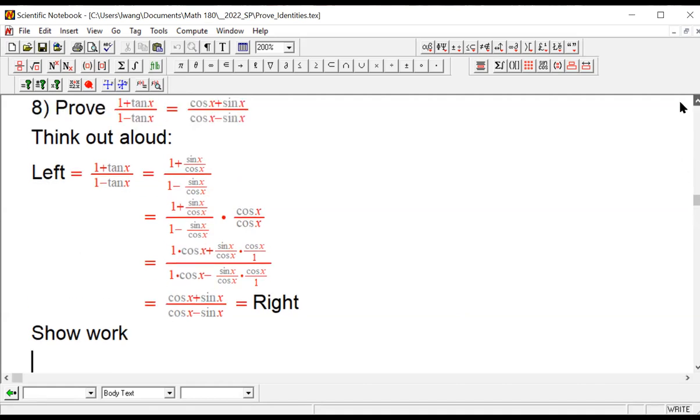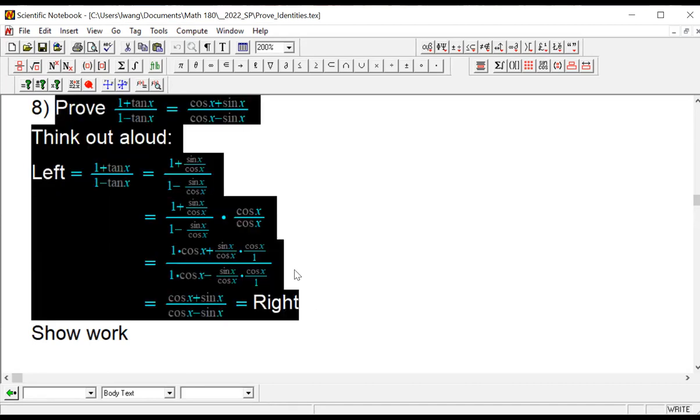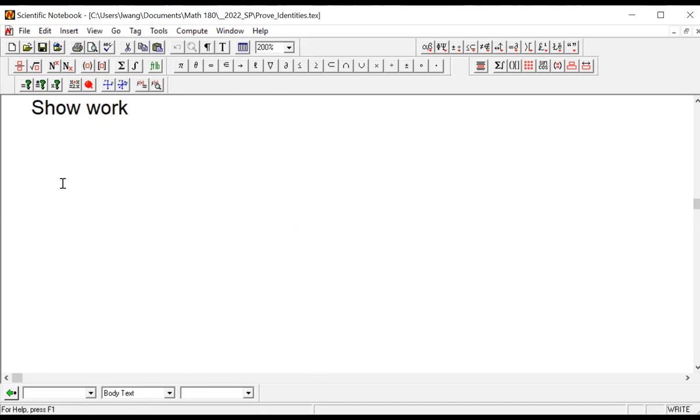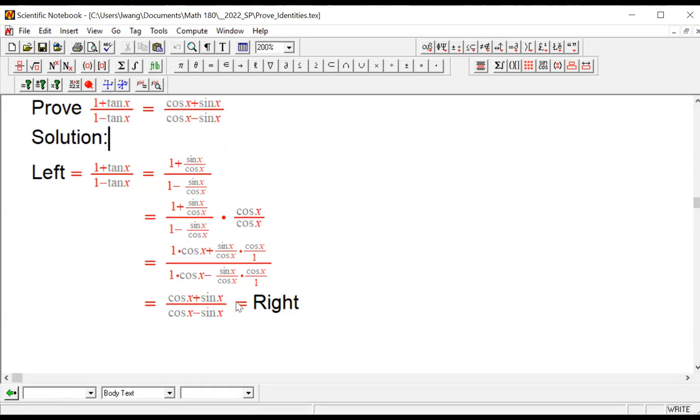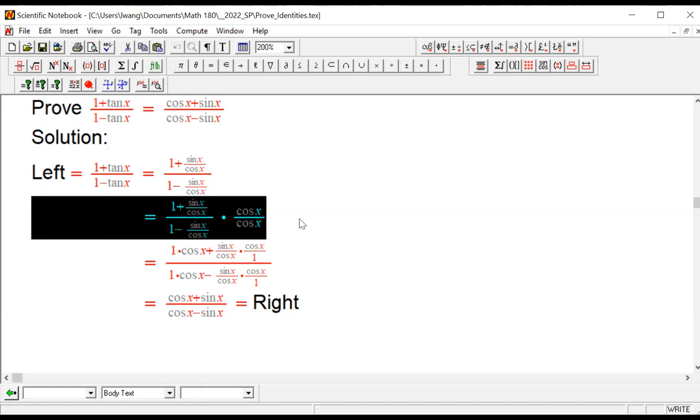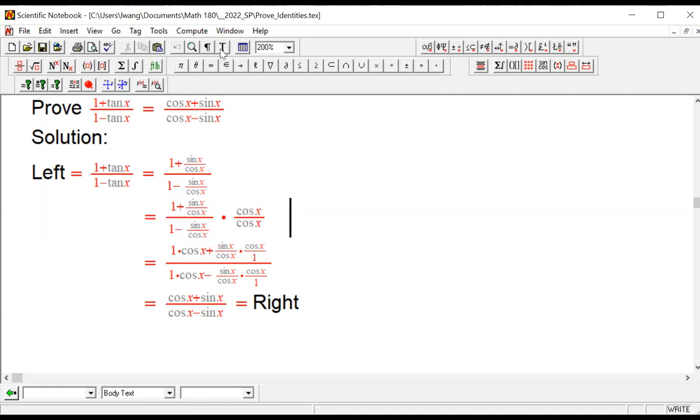Show work. Okay, show work for what? For this piece. Okay, how do I show work? This is to be proved, and that's my solution. Right? Are there any steps I can trim? I will tell you this step is maybe optional. Okay, this step is optional, but it's up to you. To me, it's nice to show.